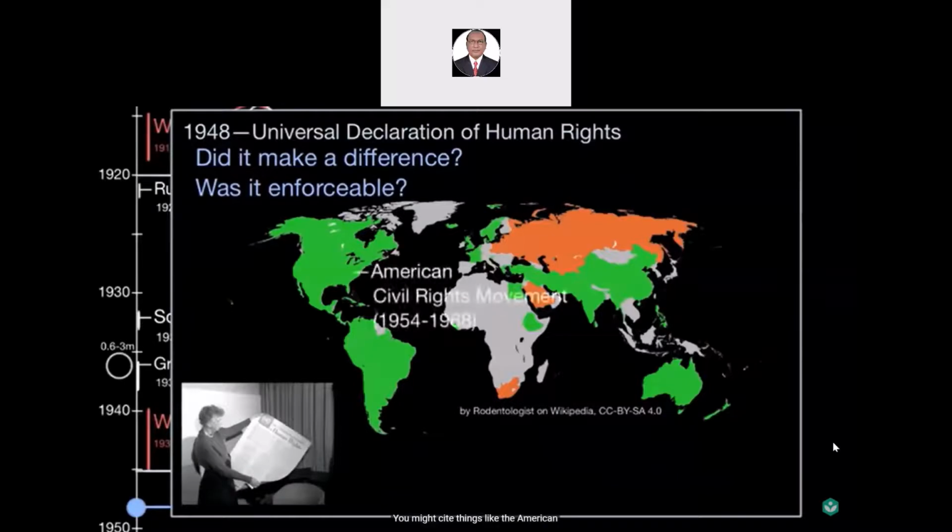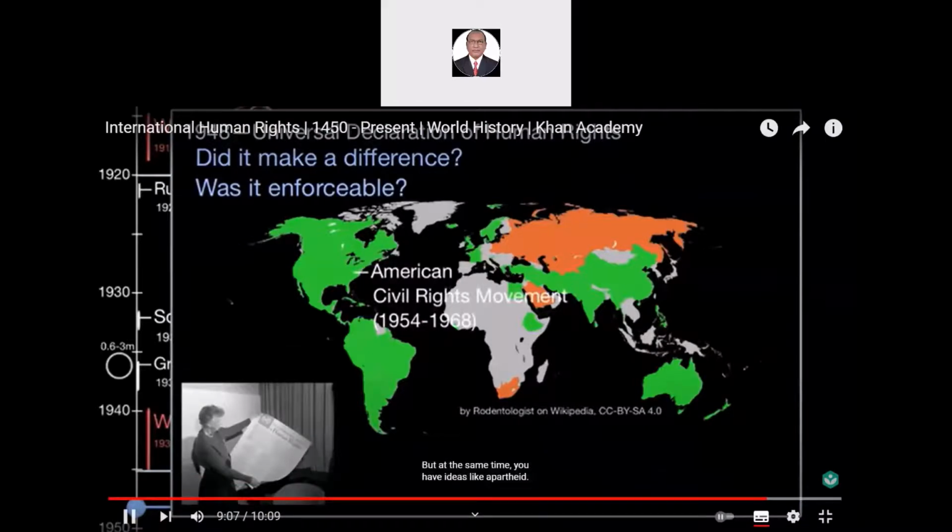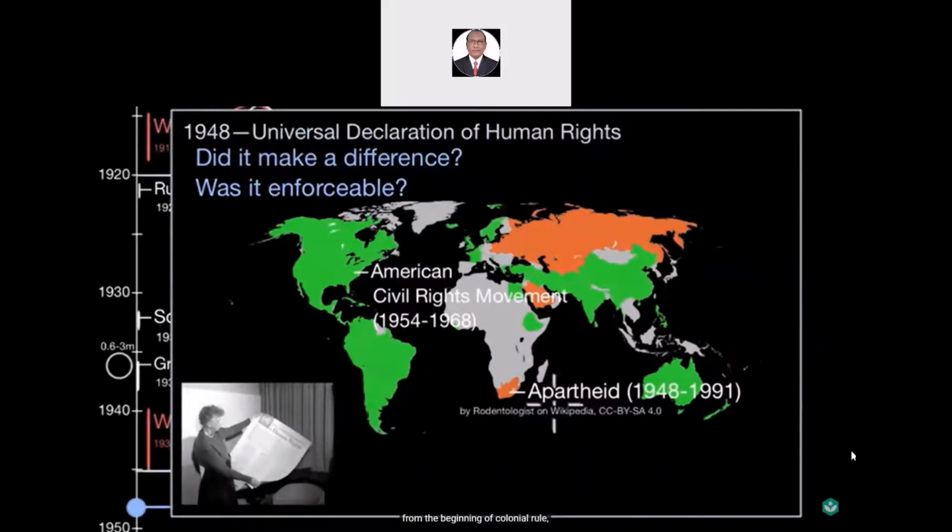You might cite things like the American Civil Rights Movement, which did echo some of these ideas that were made in the Universal Declaration of Human Rights. Maybe they helped the Civil Rights Movement, or maybe the Civil Rights Movement would have happened regardless of the UN. But at the same time, you have ideas like apartheid. You had racism and discrimination in South Africa from the beginning of colonial rule, but it was actually at the exact same time as this declaration that the official policy of apartheid, of government-sanctioned discrimination, of government-sanctioned segregation, preventing racial mingling, came into effect and lasted all the way until 1991.